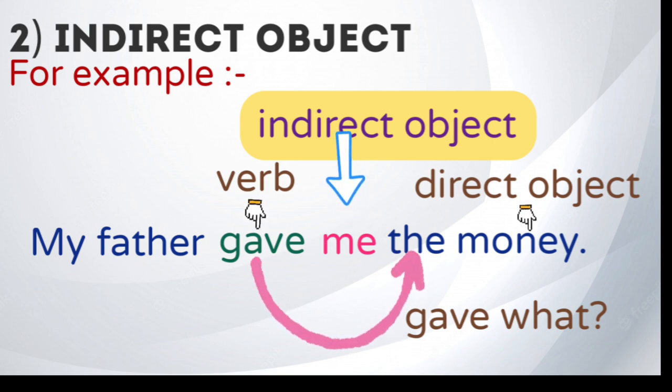Without the indirect object, the sentence would have been my father gave the money. But gave the money to whom? Me. My father gave me the money. So here me becomes the indirect object.